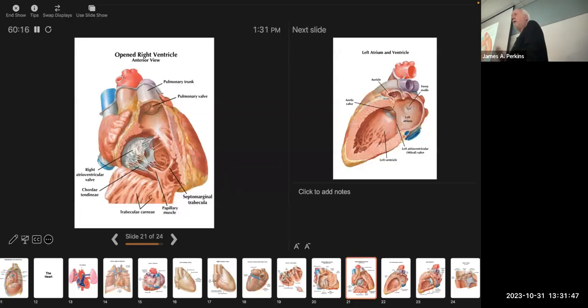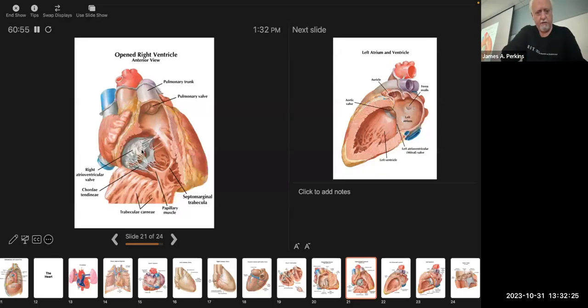Really, their only function is to simply anchor the cusps of the valves so that when the pressure really increases in the ventricle as the ventricle contracts, you don't want these cusps to actually turn backwards and invert into the atrium and allow the blood to just go rushing back into the atrium. So they're simply there to kind of hang on to the cusps of the valves, or to anchor the cusps of the valves, so that they can't turn backwards and just allow the blood to flow backwards into the atrium.